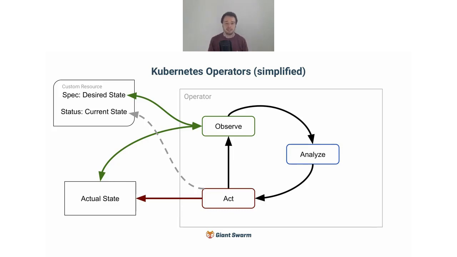So this is the basic workflow of any Kubernetes operator, really. Whenever you encounter a Kubernetes operator and you're not sure how it works, you need to know the spec is what the user or I want the operator to do. The status is what the operator thinks is the actual state and what it has done.